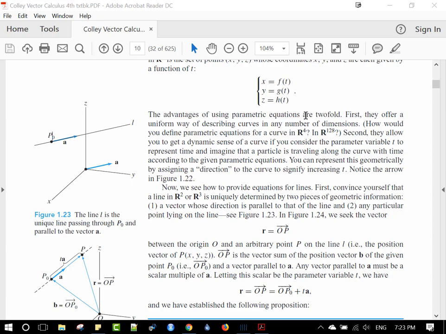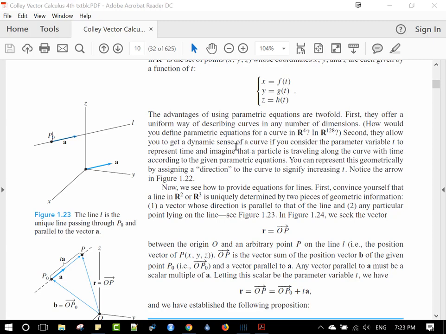They offer a uniform way of describing curves in any number of dimensions. How would you define parametric equations for a curve in R4, in R128? Well, it's kind of clear. Instead of just these three, you'd have 4 or 128 variables here. Second, they allow you to get a dynamic sense of a curve.